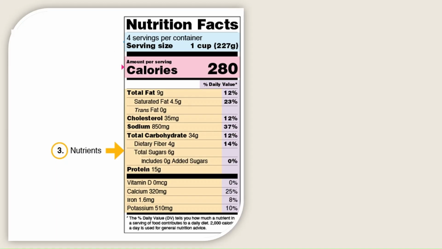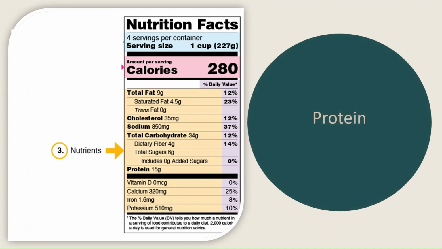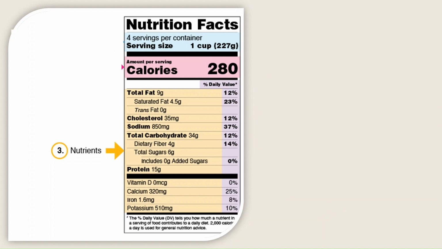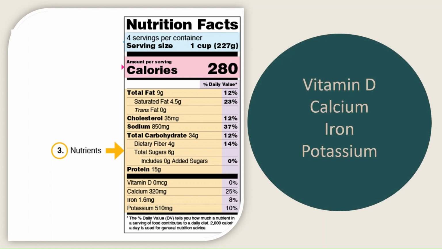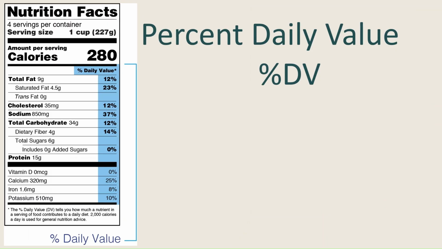Now, the last of the macronutrients that will be listed is protein. We then move into a list of micronutrients that most people need to consume more of. And these include vitamin D, calcium, iron, and potassium. There's a useful tool on the food label that brings more meaning to all these numbers, and this tool is called the percent daily value.